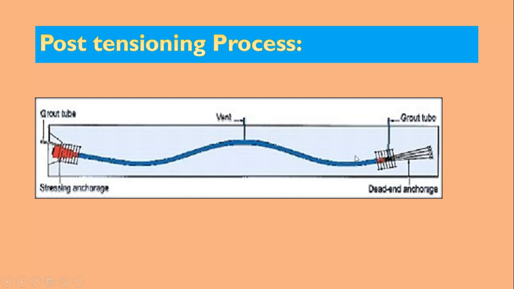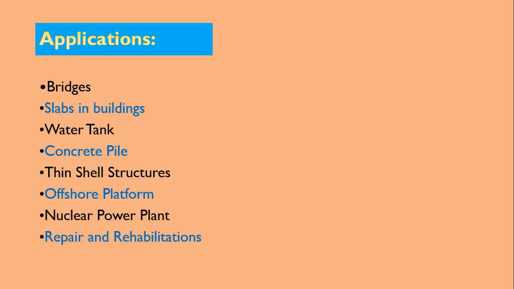So here you can see this is the tendon or wire, this is the beam section, concreting is done, and then here a duct is provided. Through this duct this wire is provided, and then here a vent is provided, this is the grout tube. Stressing anchorage is there, dead end anchorage, this is the dead end, and this is the grout tube. From both the ends grouting is possible in case of post-tensioning applications.